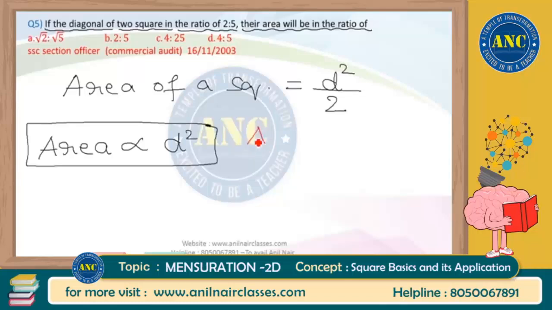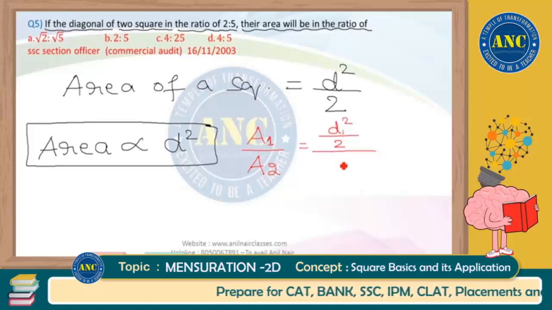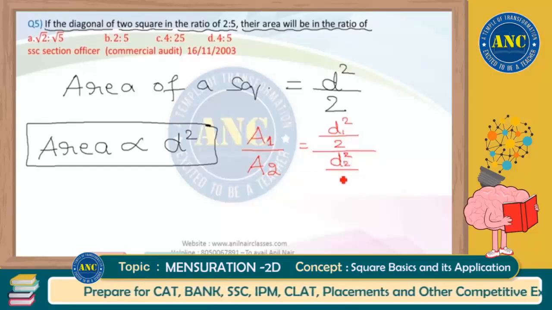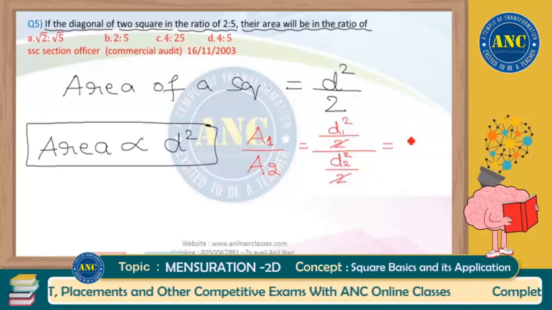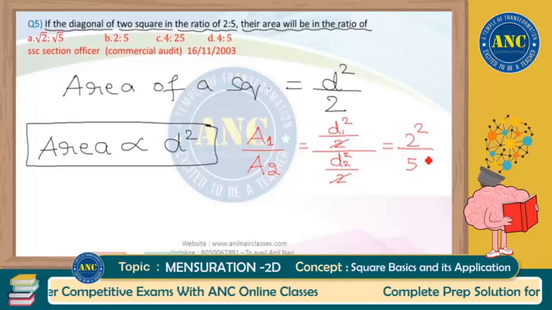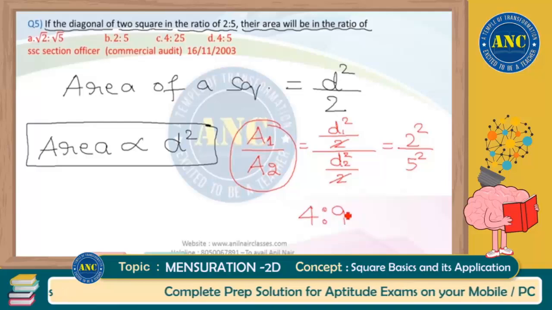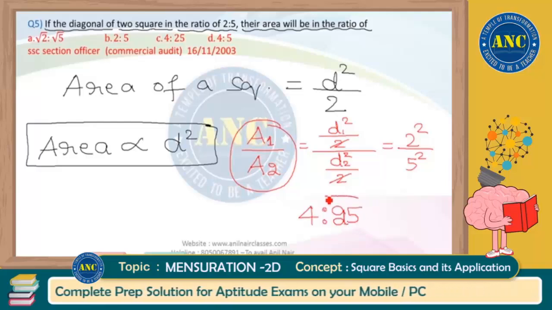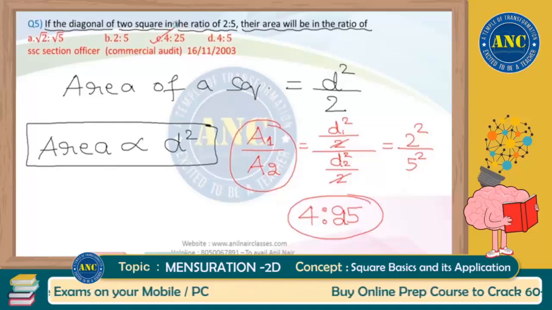Now the area of one square and the area of the second square, the ratio is what I need to find according to the question. The area of the first square is d1 square divided by 2. The area of the second square is d2 square divided by 2. The 2 will cancel. Diagonals are in the ratio 2:5, so this is 2 square is to 5 square. So the areas will be in the ratio 2 square is to 5 square, which is nothing but 4:25. The answer for this question is option C, which is 4:25.